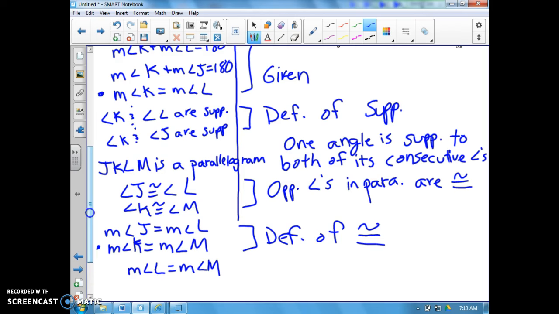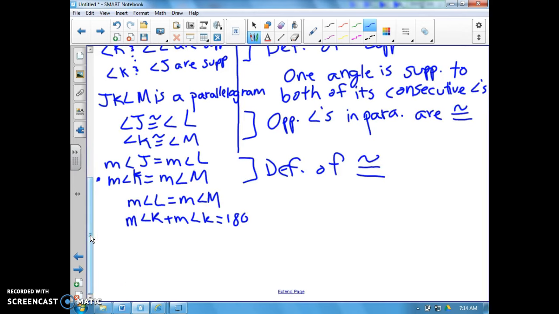Okay, and I'm going to come back up here to this. I'm going to plug into this. Measure of angle K plus measure of angle L equals 180, but I know that K equals L. Therefore, I can say measure of angle K plus measure of angle K equals 180. Therefore, we can say that 2 times the measure of angle K equals 180.